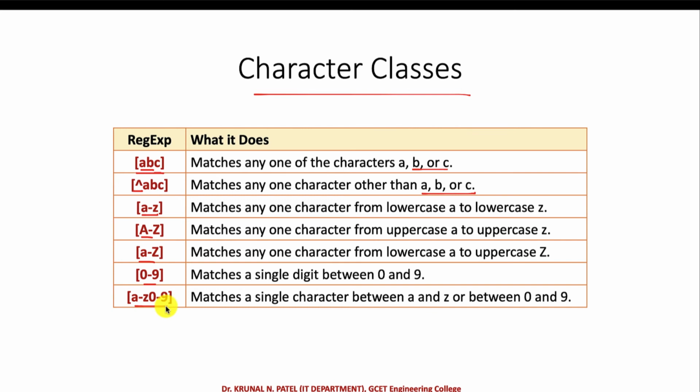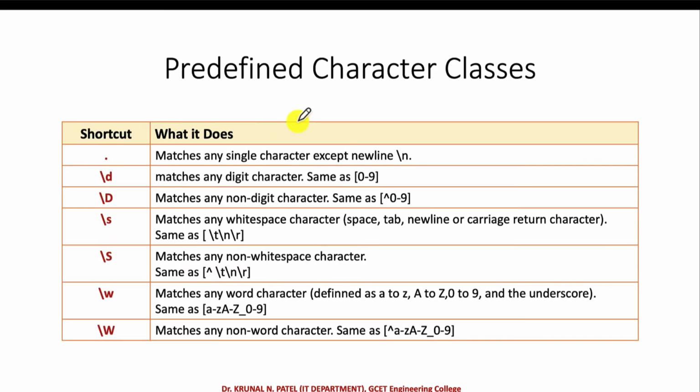So these are the special meanings for these particular character classes. Now, apart from this, there are some other notations we have. Suppose I use this dot symbol, then it matches any single character except a new line, right? Suppose I use backslash d, then it matches a digit character. It is the same as 0-9, whatever we have seen earlier. Capital D matches any non-digit character, right?